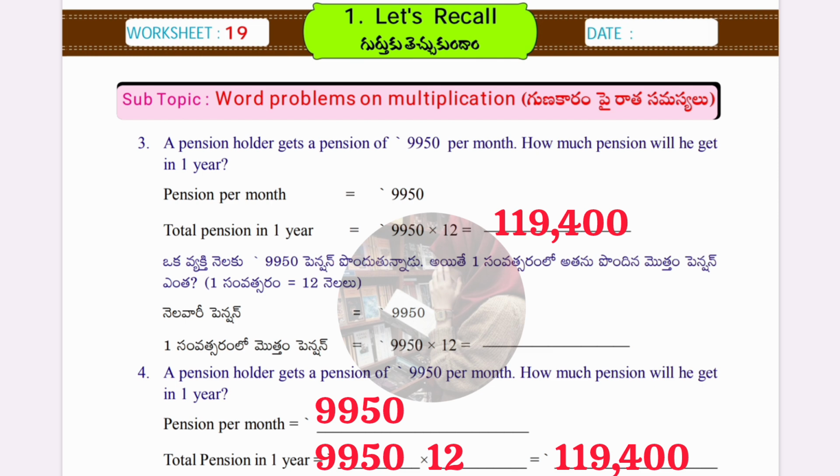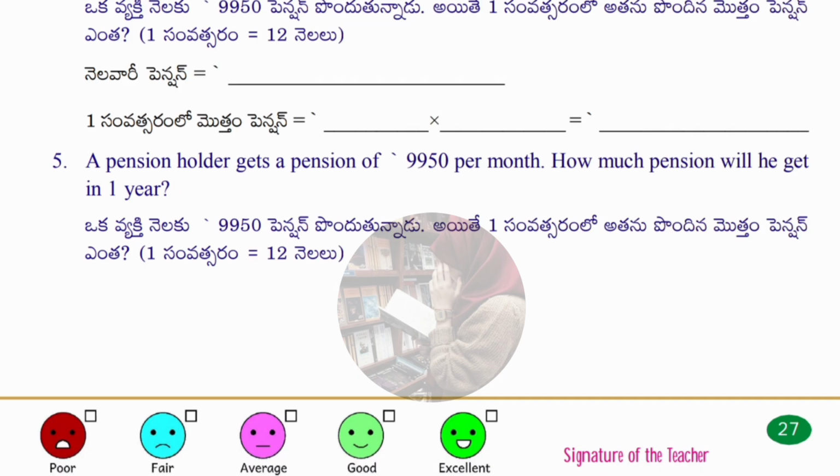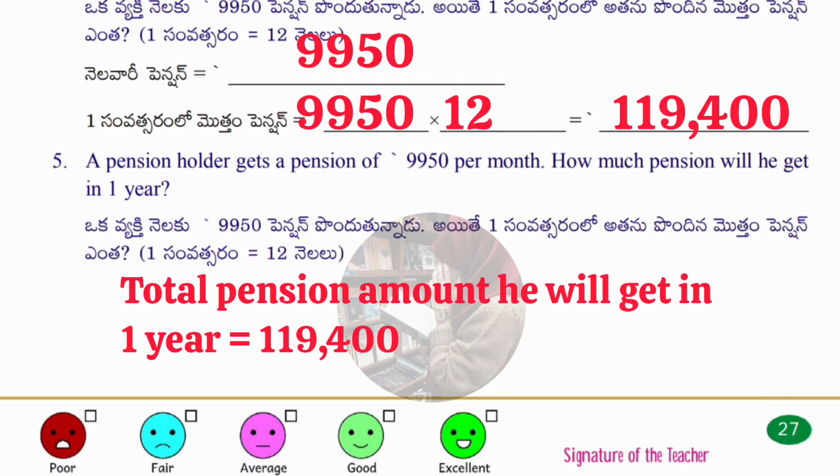Okay guys, now we'll move to the next question, that is the third question, a pension holder. Same question here. Pension per month is 9,950. Total pension is 9,950 multiplied by 12. We'll get 1,19,400. Fourth question is write down what is the pension per month, 9,950. Total pension in 1 year means amount multiplied by 12. So the answer is 1,19,400.